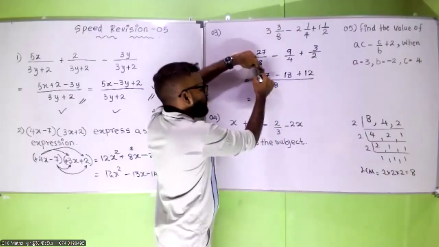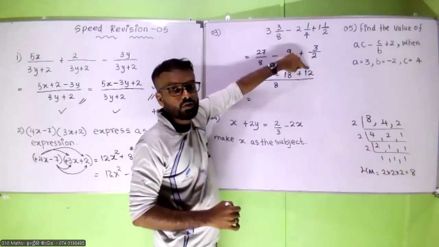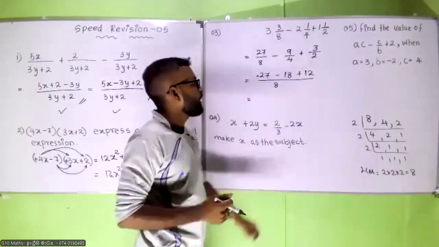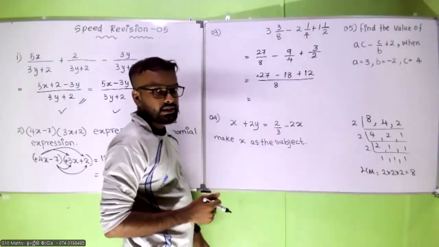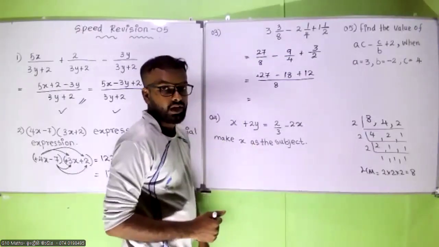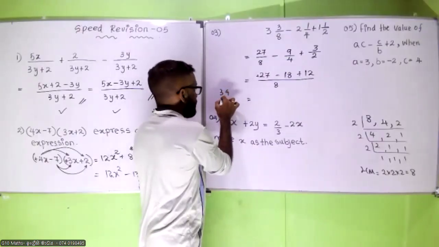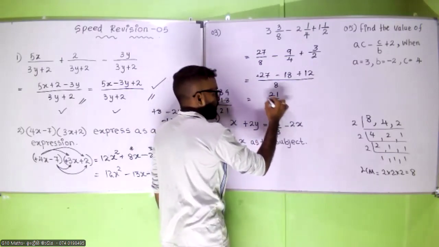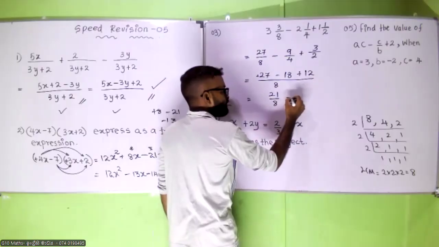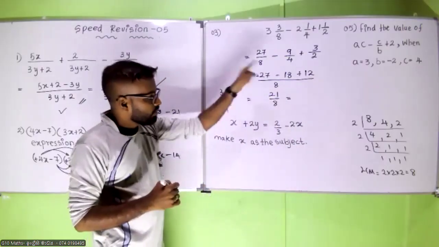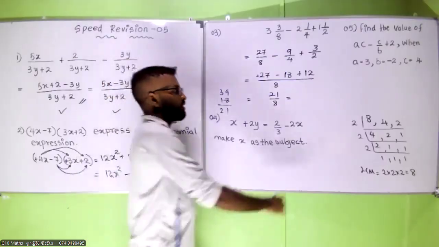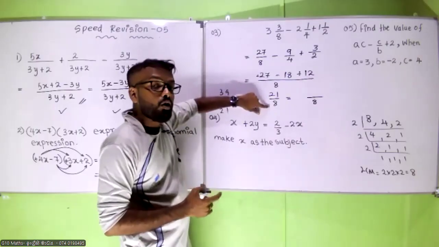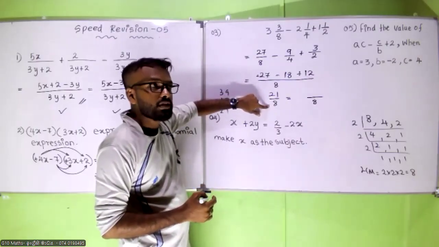This 27 is positive, and positive 12 is also here. 27 plus 12 will give you 39. 39 minus 18. It will give you 21. 21 divided by 8. So if you want to convert this improper fraction into a mixed number, the denominator will be 8. 21 divided by 8. How many 8s are there for 21? Exactly 2.